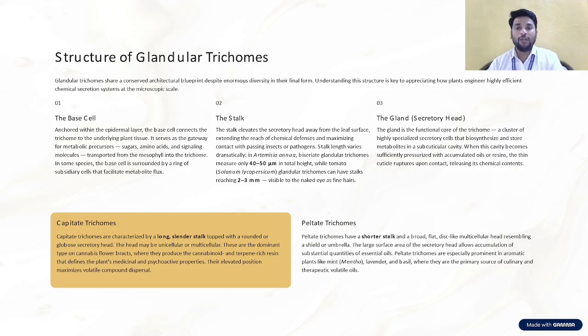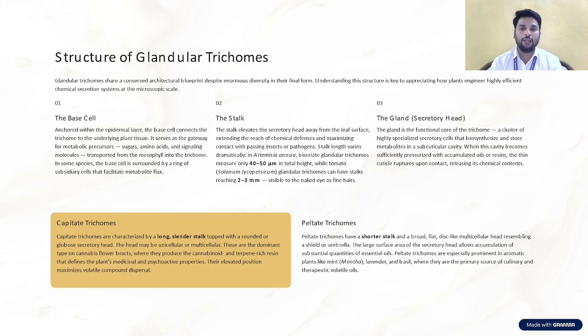Basically, the glandular trichome is made of three parts. The first one is a basal cell, the second one is a stalk, and the third one is the secretory head, that is the gland. Okay, the basal cell is anchored with the epidermal layer. That means the basal cell is the part of the glandular trichome which is attached to the epidermis and penetrates the epidermis into the underlying plant tissue. It serves as a gateway for metabolic precursors, sugar, amino acids, signaling molecules, etc., transported from the mesophyll into the trichomes. In some plant species, the base is surrounded by a ring of subsidiary cells that facilitate the metabolite flux.